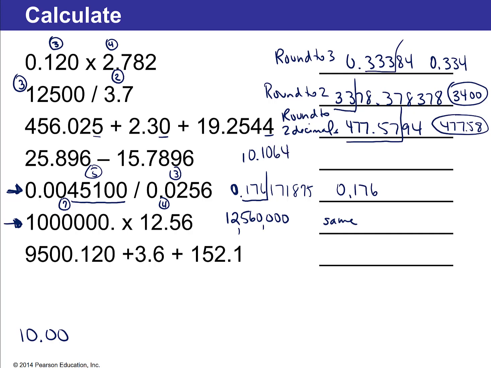So in the first one, I got 10.1064. Can I keep all of them? No. Okay, so what do I have? How many decimal places do they have in common? This one, 896, this one's 7896. So that means 3 decimal places is the one I have in common. So anything past that, I'm going to round. That's a 4, so drop it. Okay? So that would be 10.106.